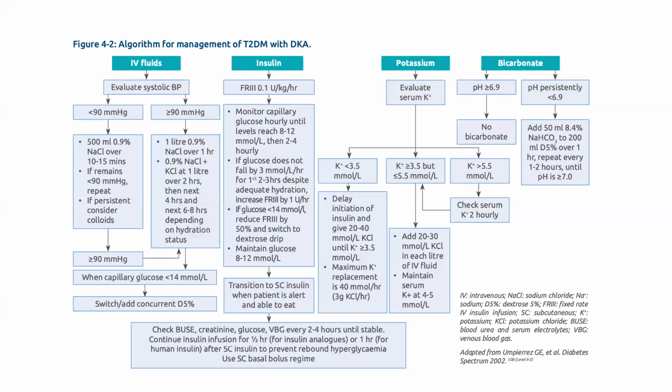So first we evaluate the systolic BP, whether it's below 90 or above 90. Okay, so if it's below 90, definitely we can give 1 pint of normal saline bolus over 10 to 15 minutes. So if the SBP remains below 90, we can repeat another bolus, and if persistent, consider colloids. Okay, so once the BP gets a bit better, above 90, then we can start the DKA regime of 1 liter over 1 hour, 1 liter over 2 hours, 1 liter over 4 hours, and 1 liter over 6 hours.